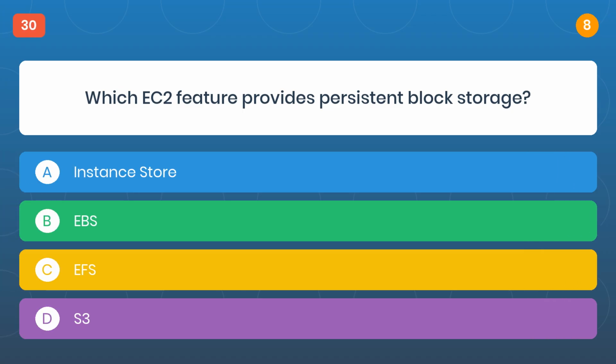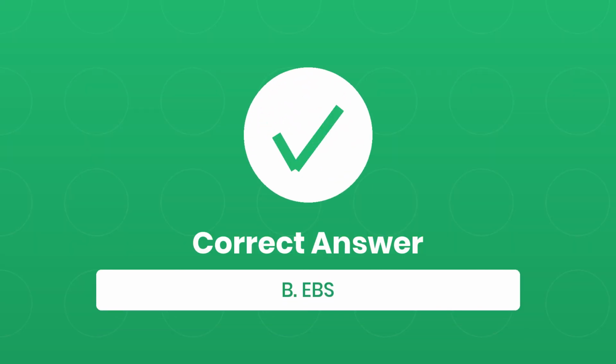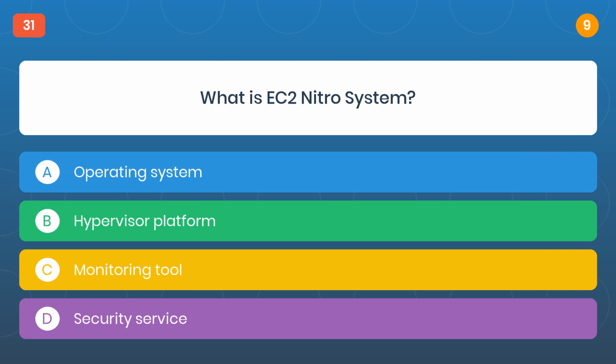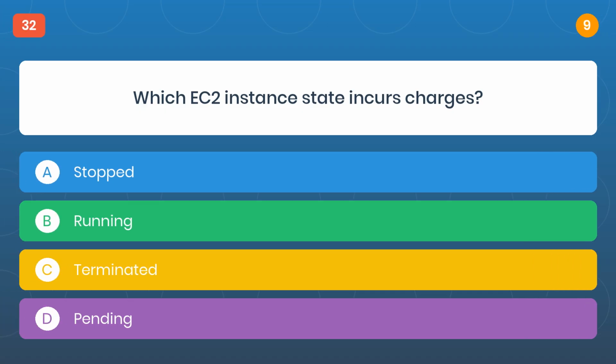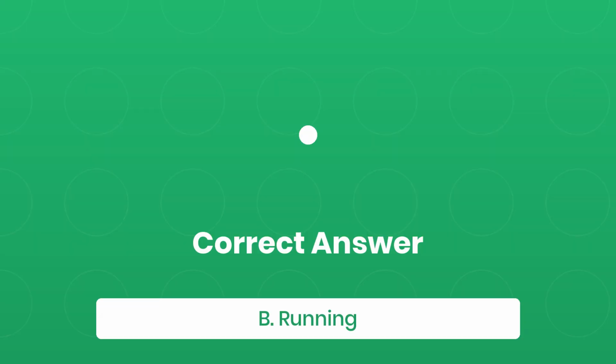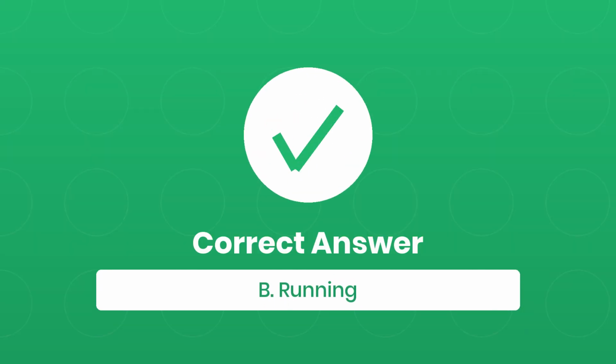Question 30. Which EC2 feature provides persistent block storage? The correct answer is B, EBS. Question 31. What is EC2 Nitro system? The correct answer is B, hypervisor platform. Question 32. Which EC2 instance state incurs charges? The correct answer is B, running.